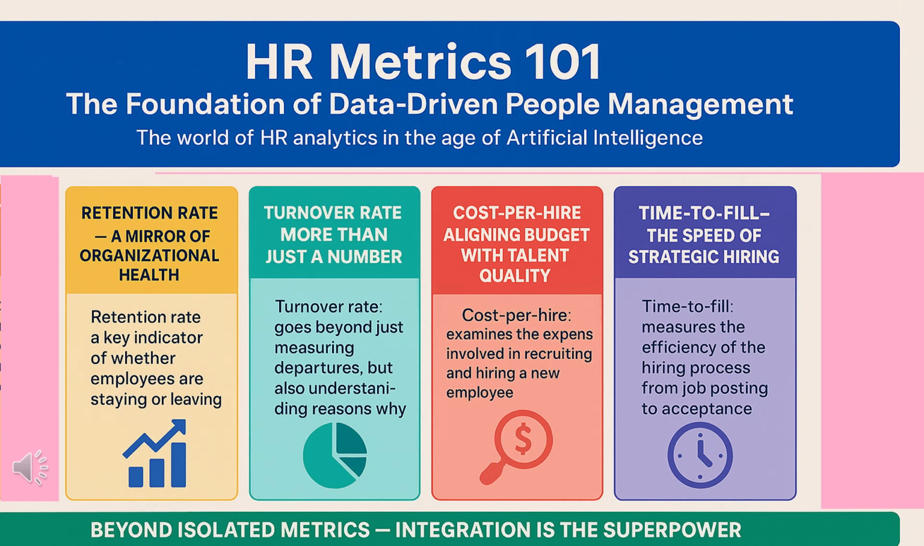Step by step, analyzing turnover. Total number of separations during a period. Average number of employees during that same period. Formula: turnover rate equals number of separations divided by average employees, times 100. But now, go deeper. Break it down by department. Are more people leaving sales versus marketing? Slice it by tenure. Are new hires leaving within 3 months? Compare voluntary versus involuntary exits. Did they resign or were they let go?